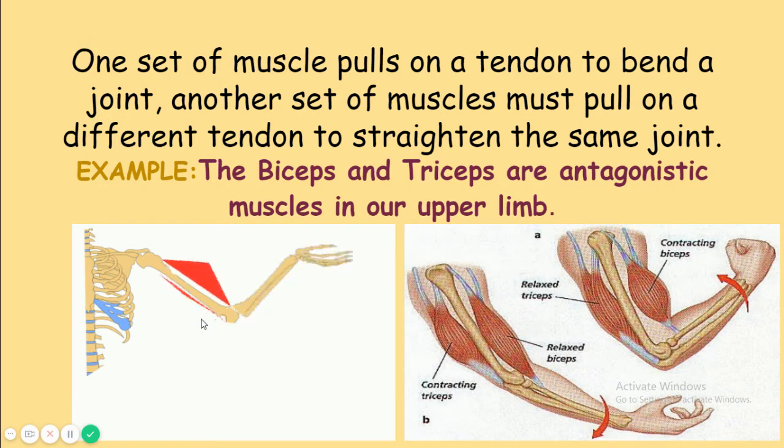So you can see another gif. This is showing that when the bicep is contracting, the elbow joint is bent. When the tricep contracts, the elbow joint straightens.